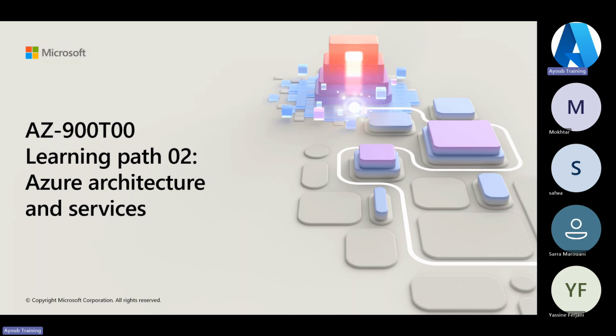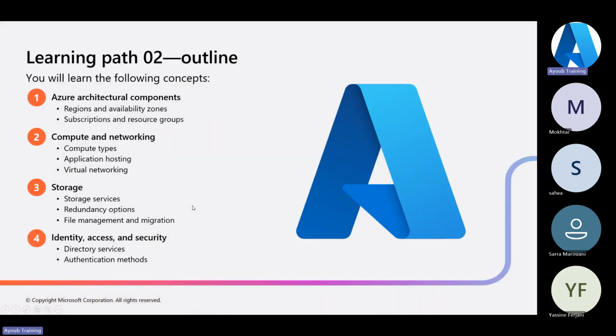Okay. So today we will continue with module two, the last part, called Azure Architecture and Services. We will see the last part in this path. Its first part is called Identity, Access, and Security. We will talk about directory services and authentication methods.